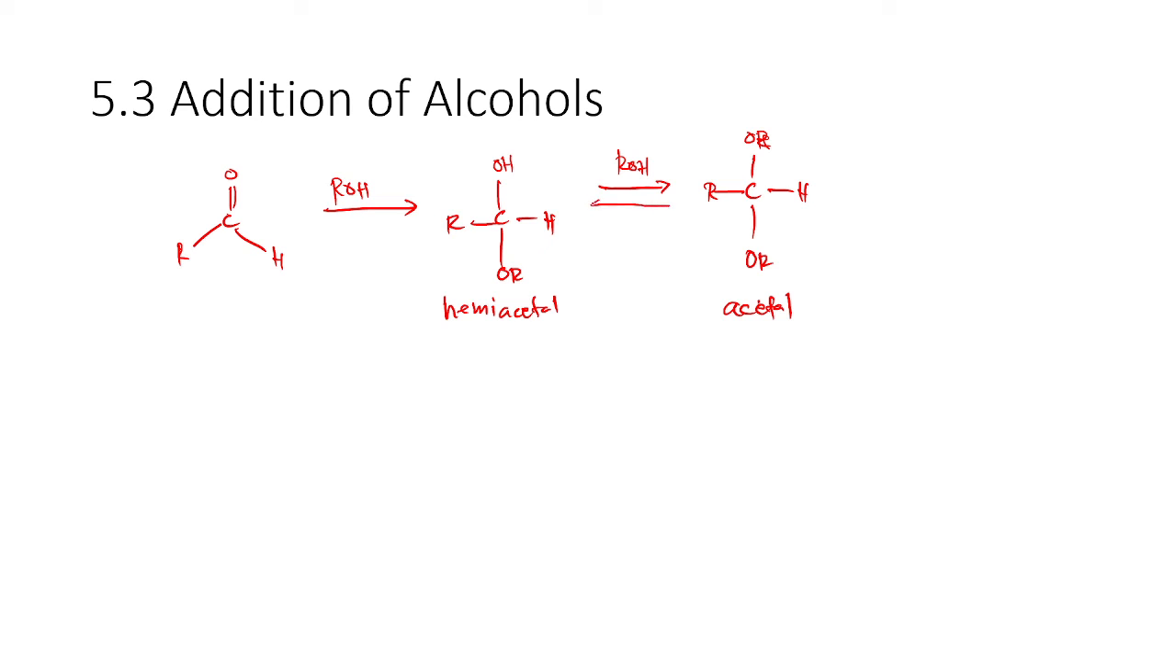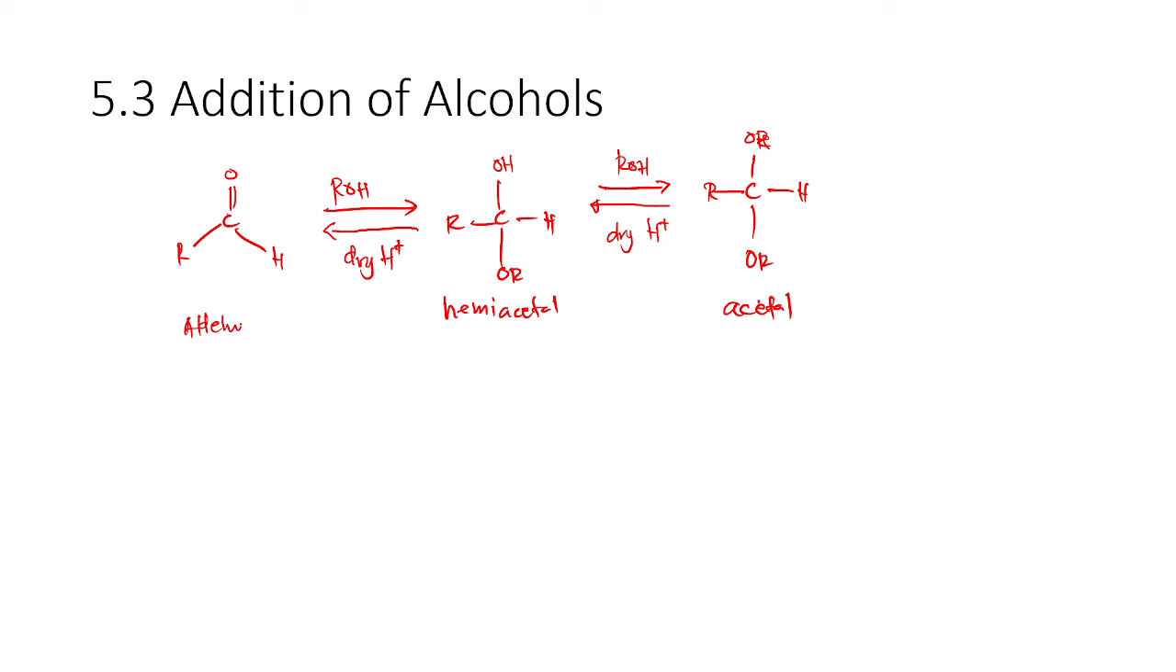Kung pwede natin gawin, ay pwede kayong gumamit ng dry acid. So, by dry acid, yung acetal mo, kapag na-expose siya sa dry acid, pwede siya maging hemi-acetal. And yung hemi-acetal mo, kapag na-expose mo siya sa dry acid, you will have your aldehyde.